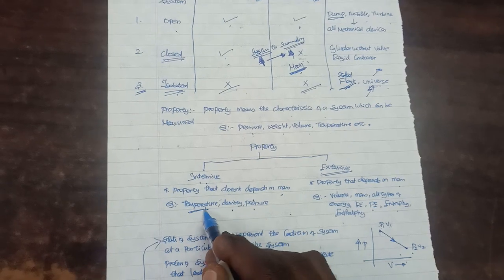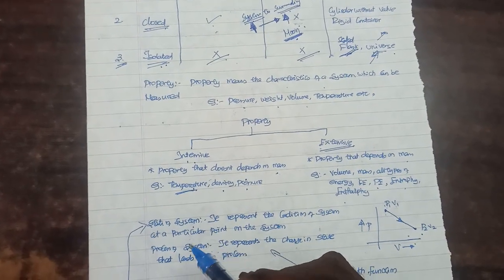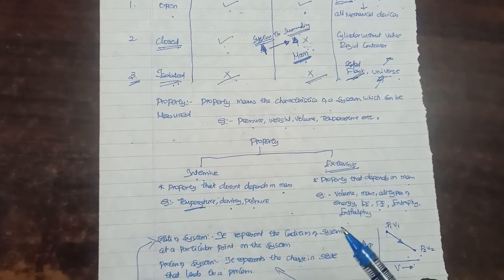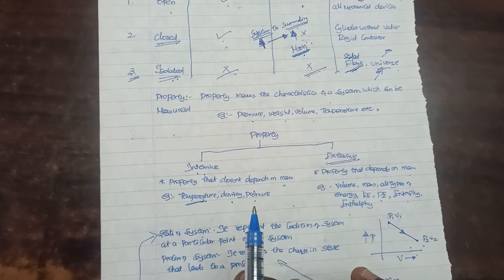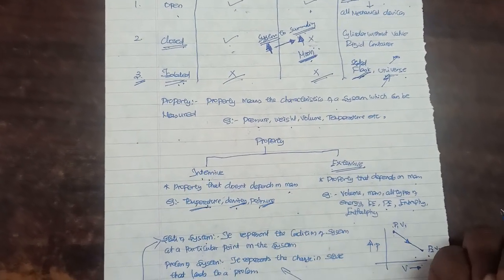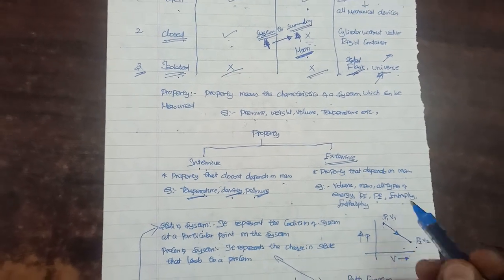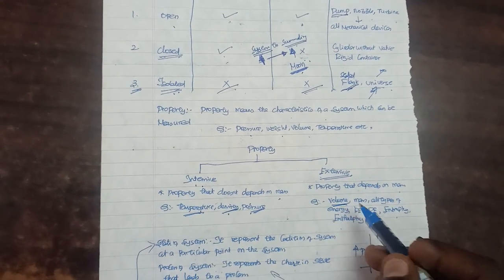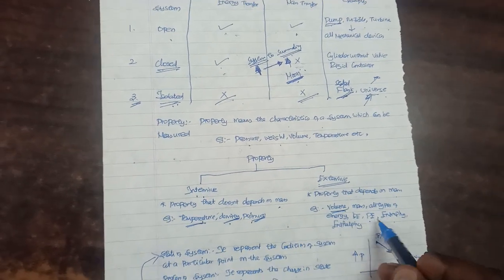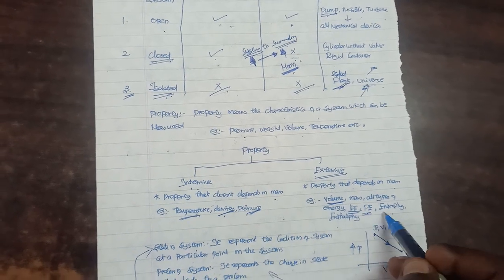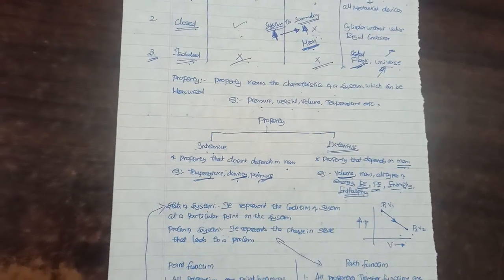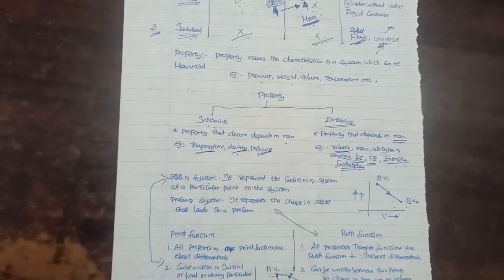For example, temperature is not going to change with respect to the mass. Maybe the time duration to get the temperature might change, but the temperature remains the same. The density is not going to change. The pressure is not going to change unless you do something. Whereas the volume occupied by the system will change based on the mass, and the kinetic energy, potential energy, entropy, enthalpy, all these things will change based on the mass.